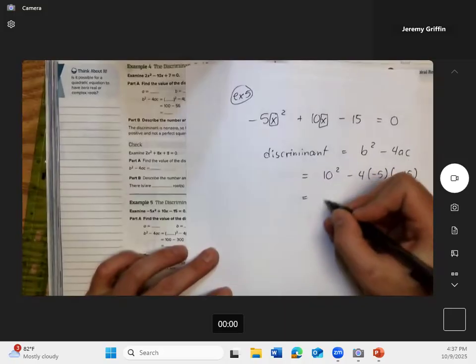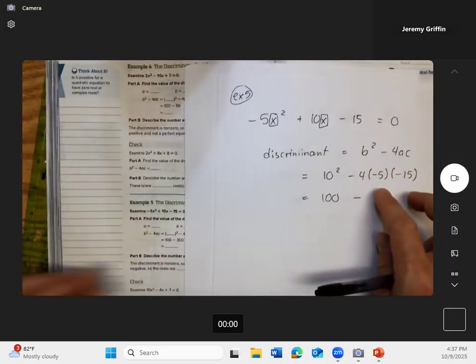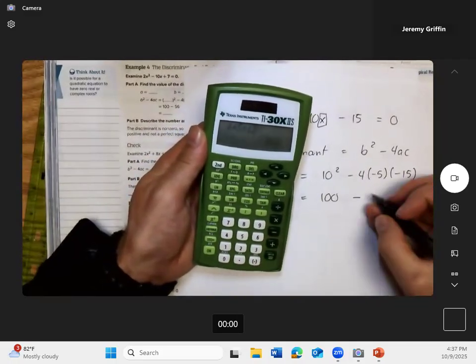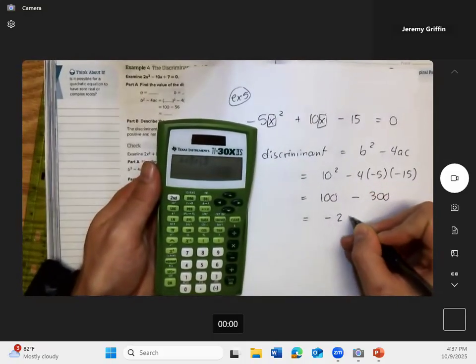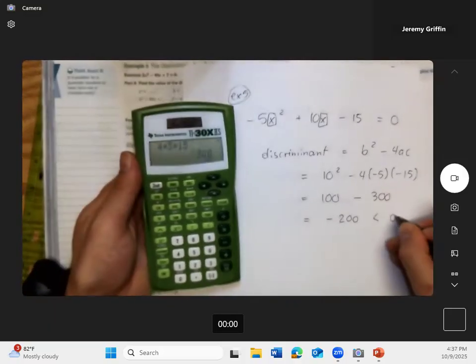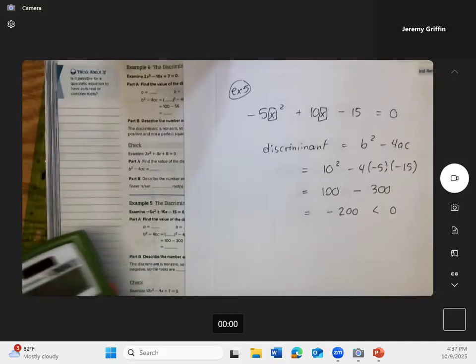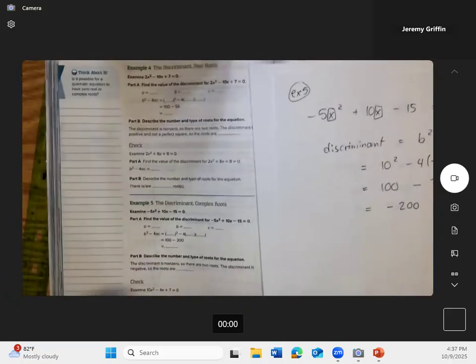So 10 squared is 100. I'm still subtracting. Here, I should do this mental math. But yeah, okay, 300. So the discriminant comes out to negative 200. And the important thing is that it's a negative number at all. So I'll say less than 0, which means I'll get 2 imaginary solutions. And is that what they're looking for? 100 minus 300. Yeah, 2 imaginary solutions.